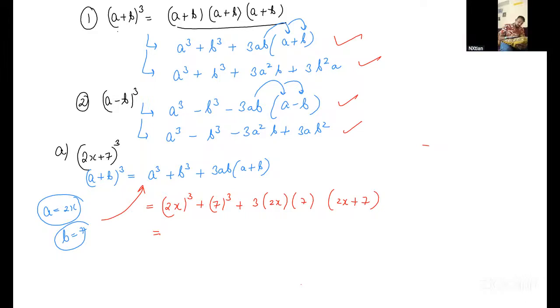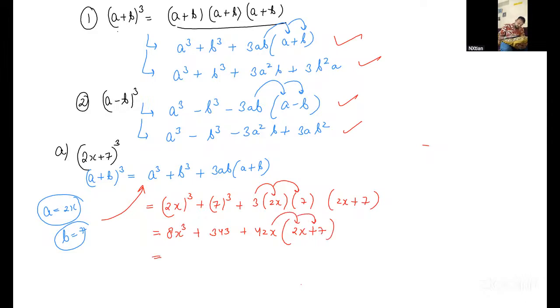Okay. So now (2x) cube will become 8x cube plus 7 cube, which is 343. Then 3 into 2 is 6, and 6 sevens are 42. So 42x into (2x plus 7). This will multiply with this also and with this also.